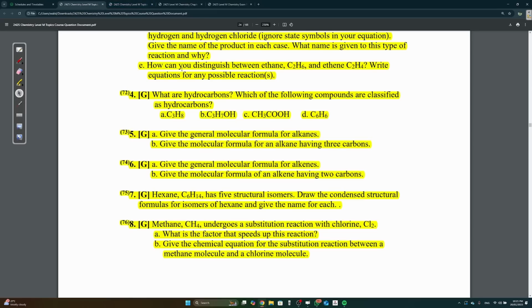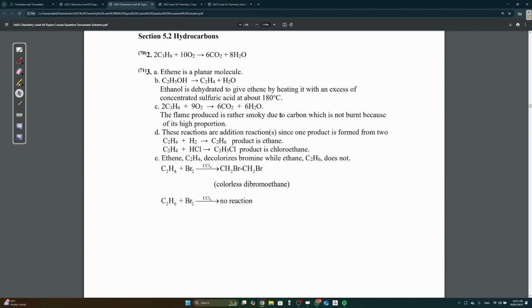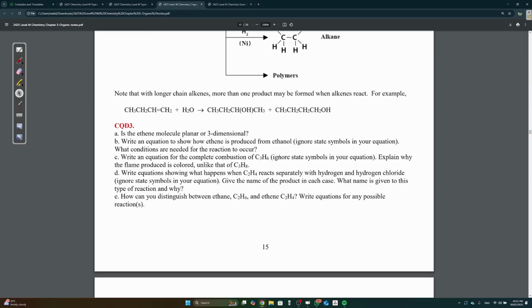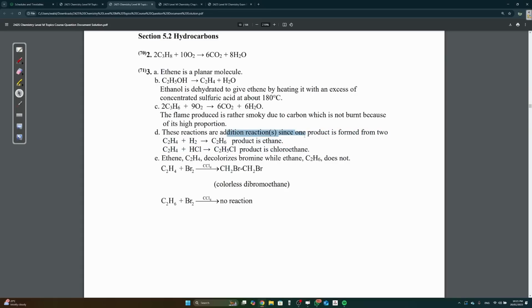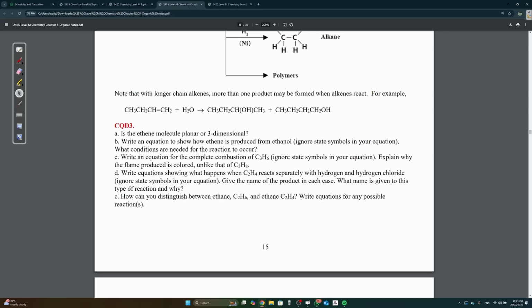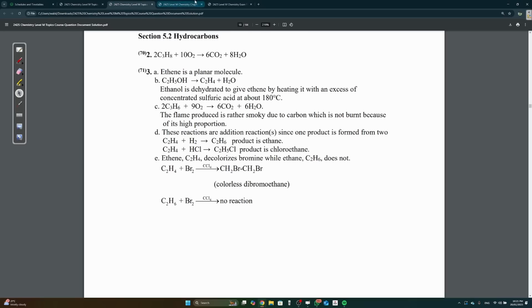Let's see. So obviously, what type of reactions are these? They're addition reactions, so they're both addition reactions. I think they asked it. This type of reaction is addition. Why do we call it addition, guys? Because you have one product being formed. Yeah, exactly.